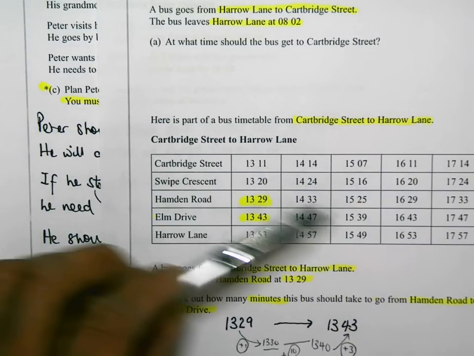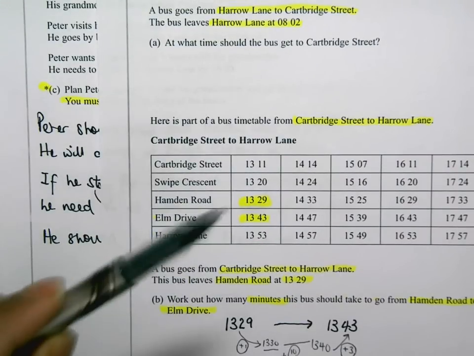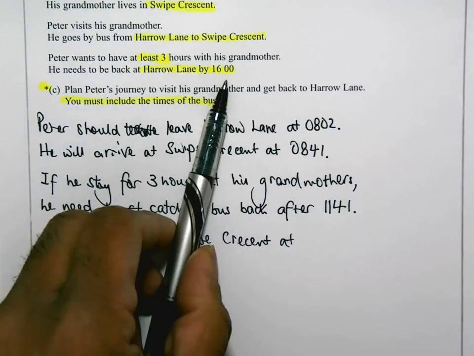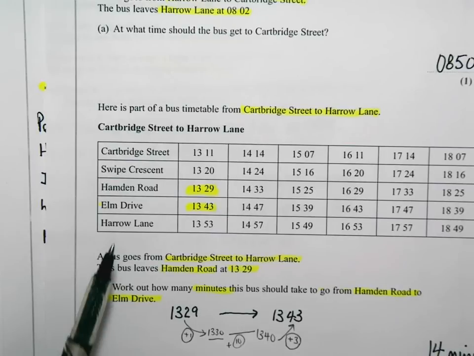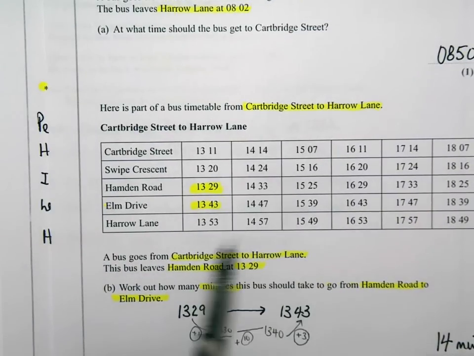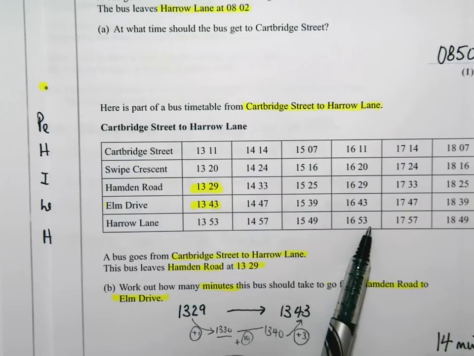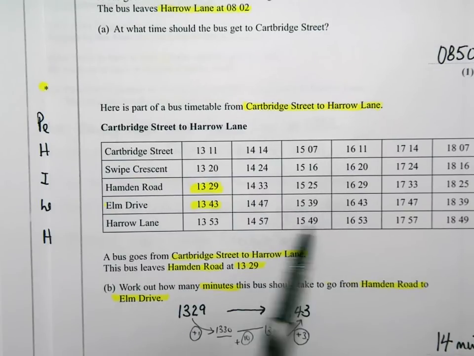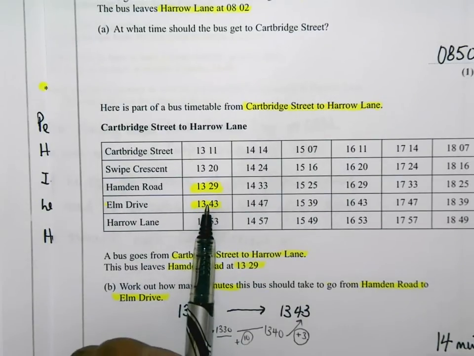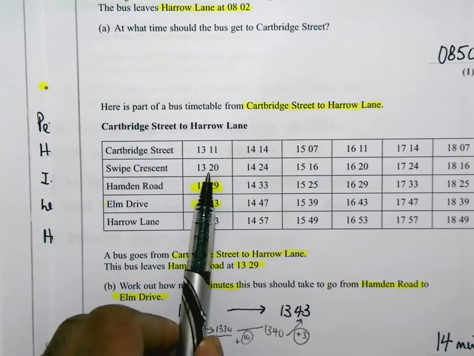But I've just realized something. In the question it says he needs to be back at Harrow Lane by 1600. So if he needs to be back at Harrow Lane by 1600, that means it's not any of the buses he could take. He can't take this bus here, because then he'd be back at Harrow Lane at 1653. So it's any of these three buses, so any of these three lines you could follow. And as I said, I'm going to choose the first one. If he leaves Swipe Crescent at 13:20, he's going to get to Harrow Lane at 13:53, and that's what I'm going to write down in my answer.